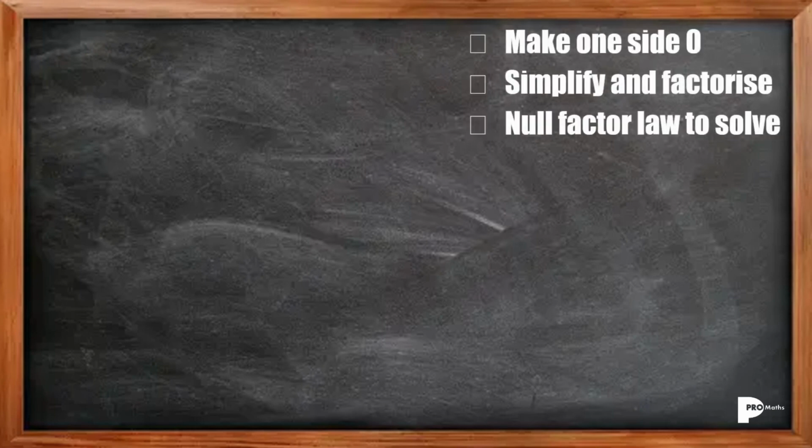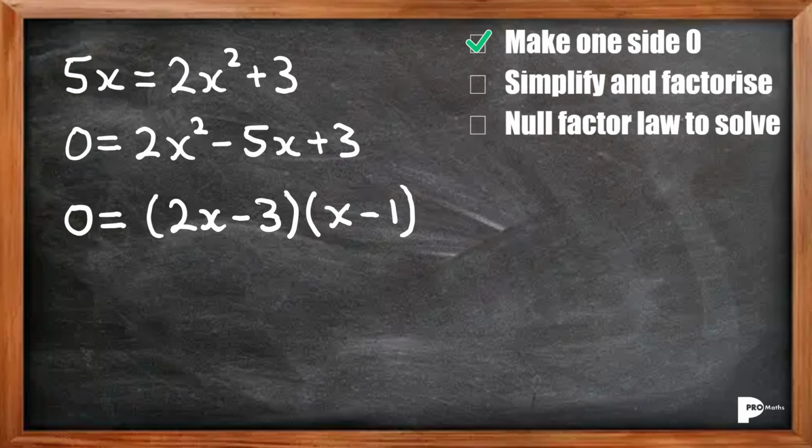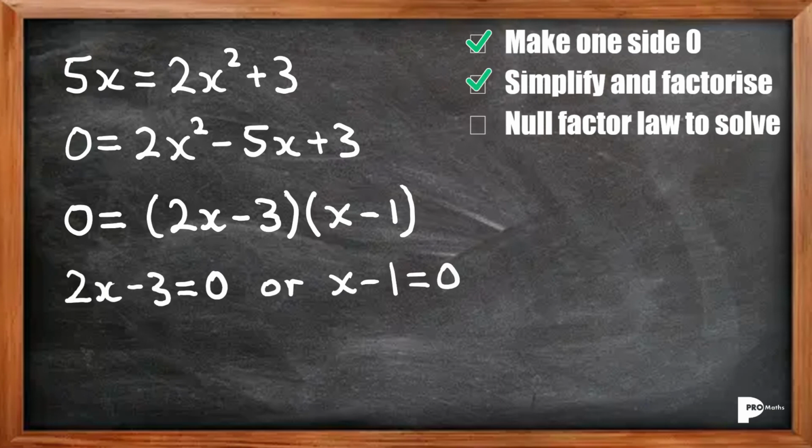And our last question will involve factorizing a non-monic quadratic expression. Let's solve 5x equals 2x squared plus 3. Making one side 0 and keeping the x squared term positive. Factorizing. Null factor law. Giving us solutions of x equals 3 on 2 or x equals 1.